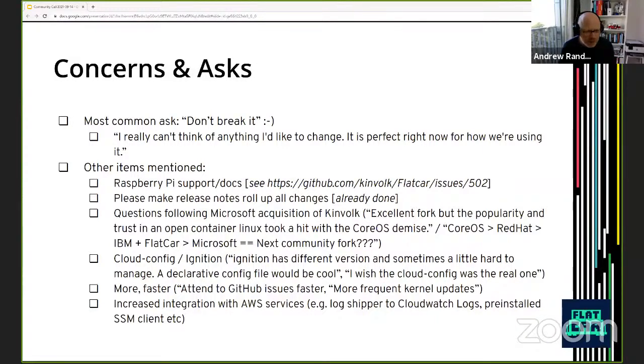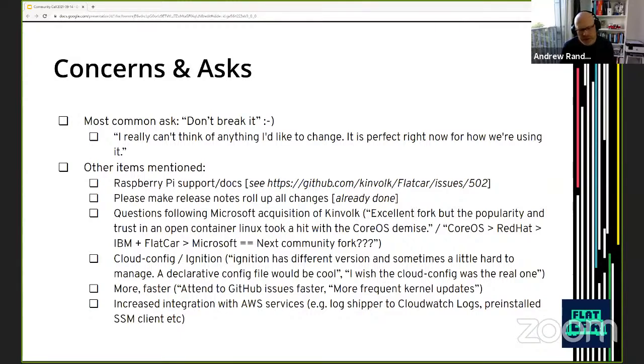So that's already addressed. As you'd expect, a lot of questions from people, or maybe just people wanting to wait and see what happens, right? Kinvolk was the company behind Flatcar. It's been acquired by Microsoft. What happens next? There was this comment about, well, CoreOS got acquired by Red Hat and they got acquired by IBM, and now Flatcar goes to Microsoft. So does this mean we get another community fork?